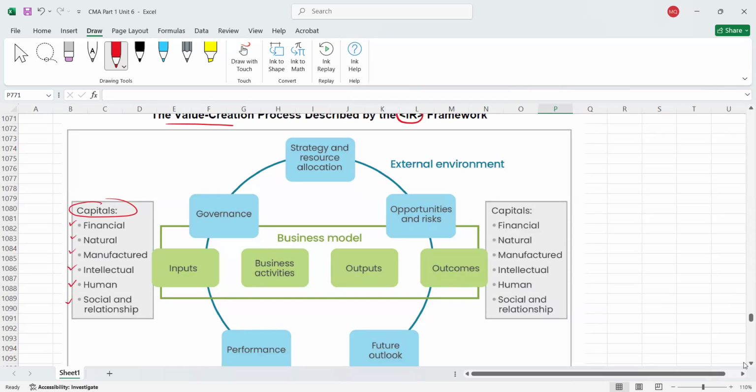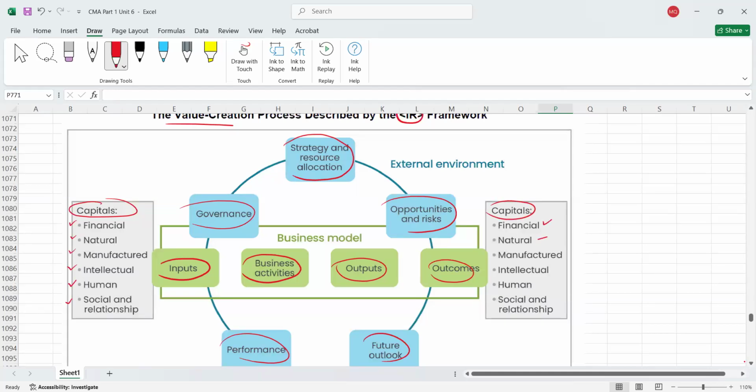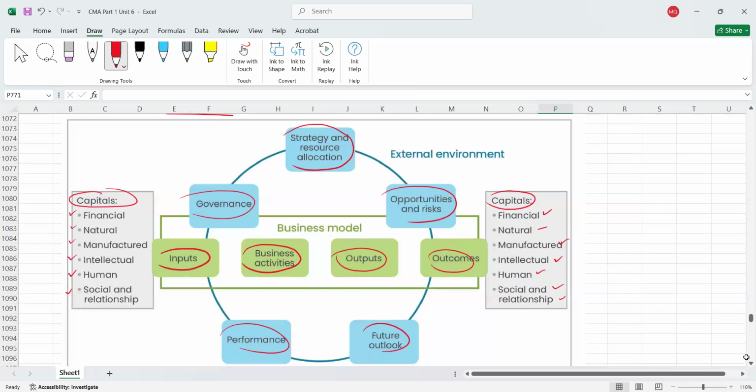And then you can look at here, this is the business model, which is about inputs, business activities, outputs, and outcomes. And you can see this business model is surrounded by governance, strategy and resource allocation, opportunities and risk, future outlook, and performance. And then at the last, again capitals are there: financial, natural, manufactured, intellectual, human, social and relationship. Now the question is, how would you interpret this model, this diagram?